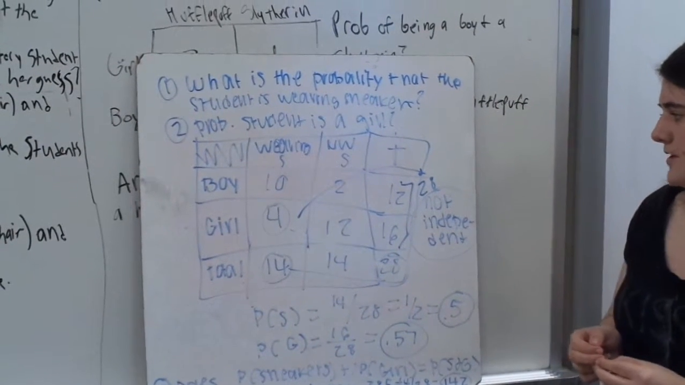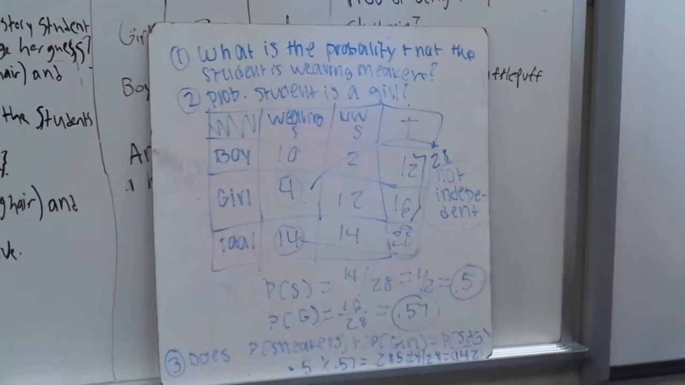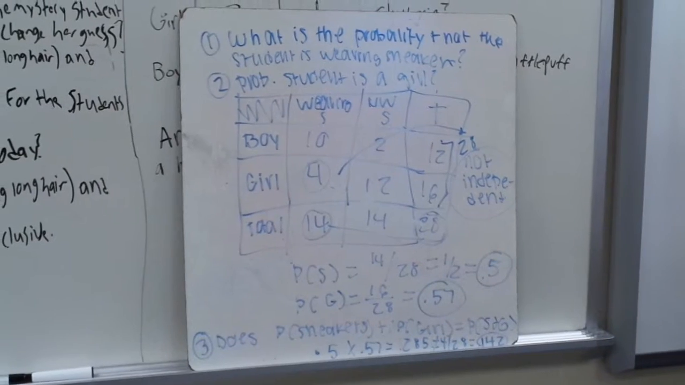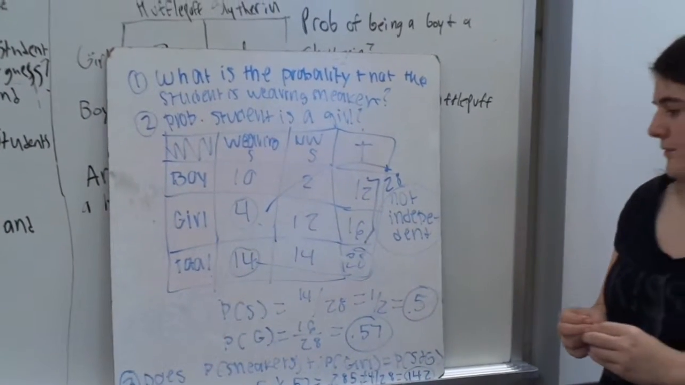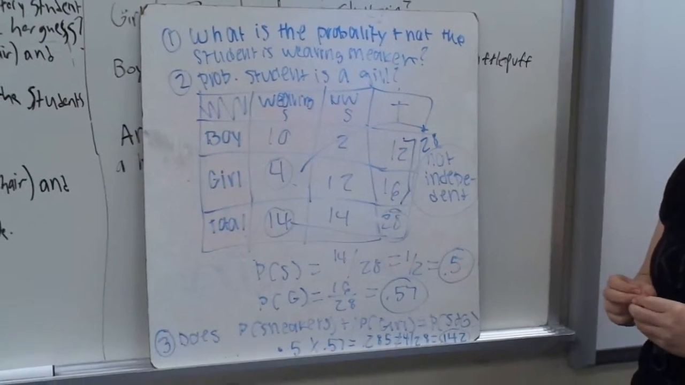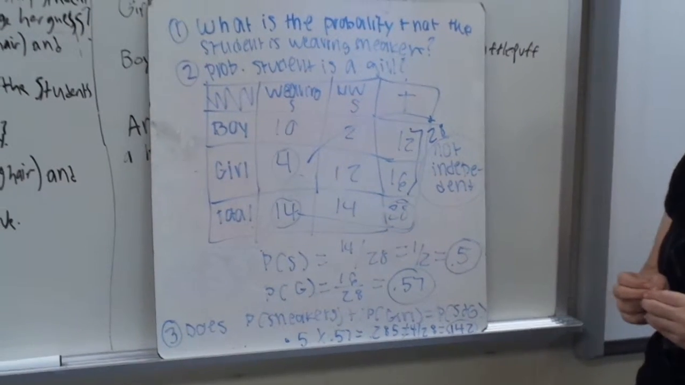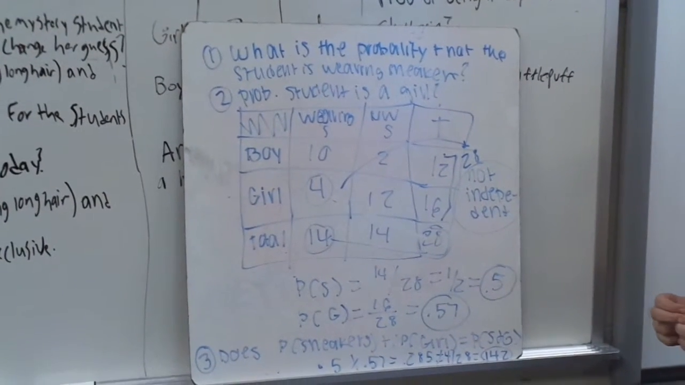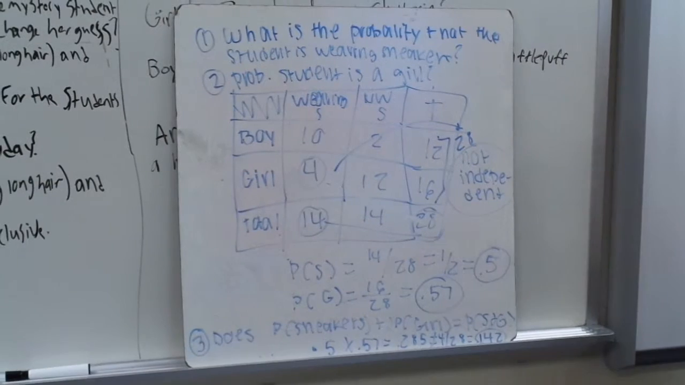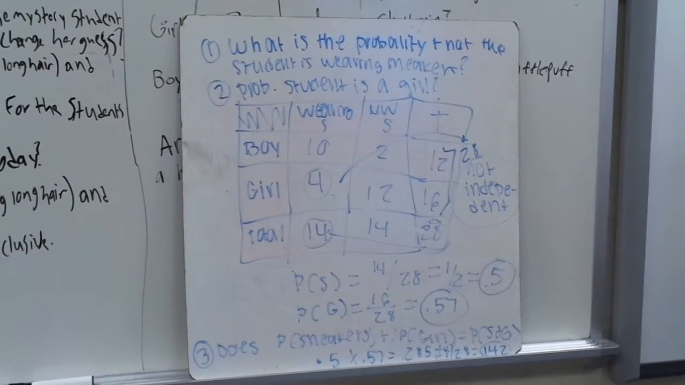For the boys it would be 12, the girls it would be 16, and the total of them altogether would be 28. So for the first question, to find the probability of the amount of students wearing sneakers, that would be 14 out of the total of 28, which would be reduced to 1/2, which is 0.5.